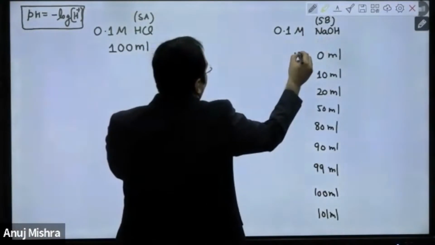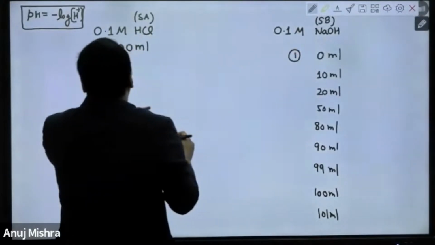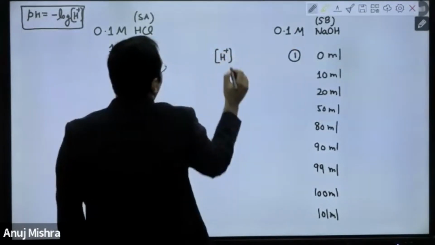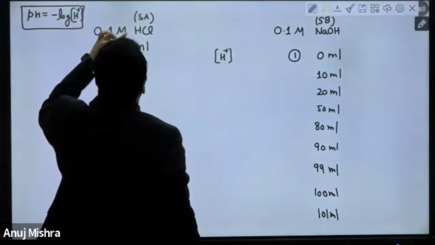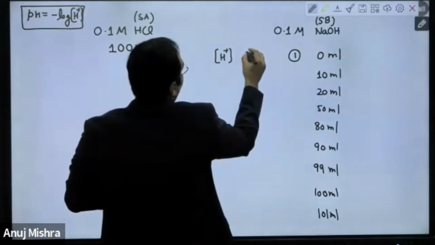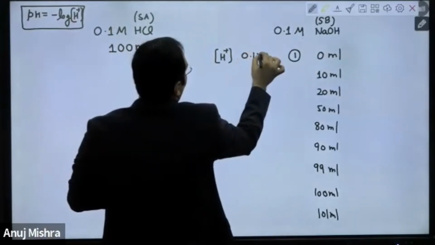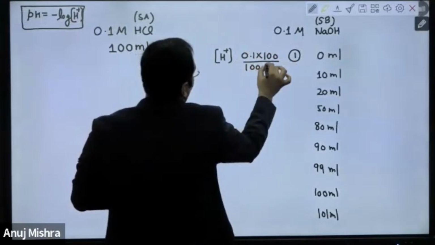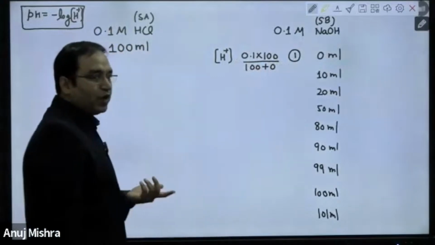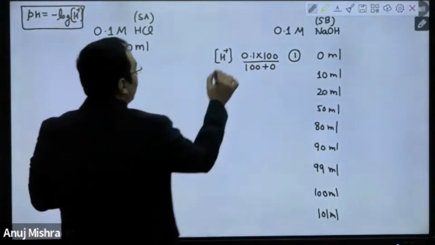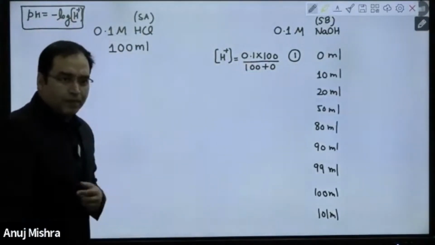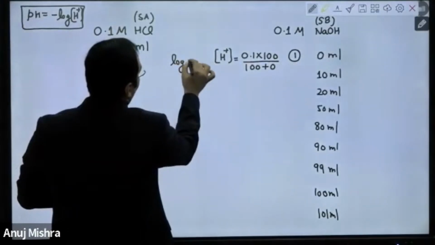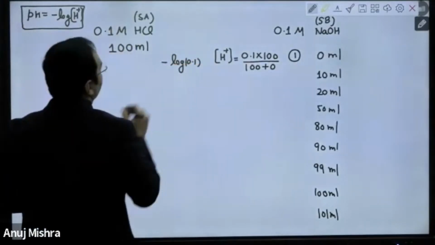So let's solve case number 1 first. Case number 1: what will be the H plus concentration in the solution? Everybody, how much is the H plus concentration? You will say 0.1 molar HCl. 100 ml is given, you are adding 0 ml. So my answer is 0.1 into 100 divided by 100 plus 0. That remains 100. So can I say the answer is 0.1 only? How many understood that I could write 0.1 directly?